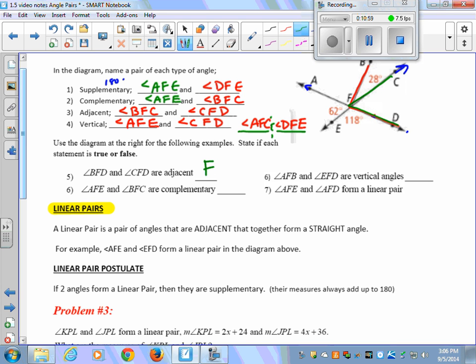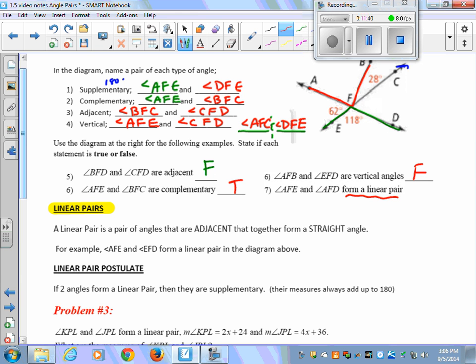Number 6, AFE and BFC are complementary. True or false? AFE and BFC are complementary: false, they add up to 180. AFB and EFD are vertical angles. This one is false, because AFB and EFD are not formed by two lines. So false.